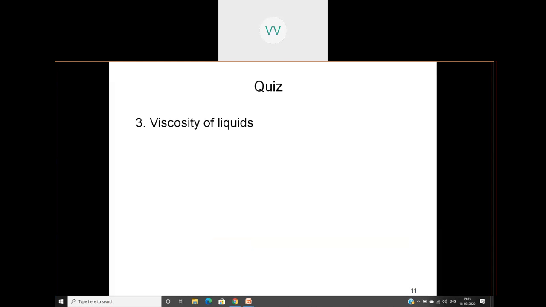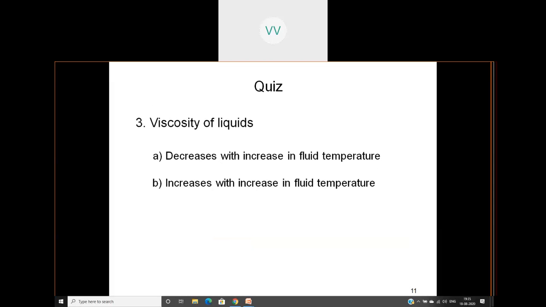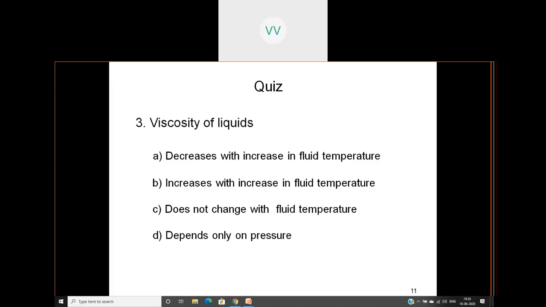Right. Next, viscosity of the liquids. This property is associated with the shear stress. Decreases with increase in the fluid temperature. Increases with increase in the fluid temperature. Does not change with the fluid temperature. Depends only on the pressure. So the viscosity, as I told you, depends upon the thickness of the liquids. So oil is thick, lubricant oils are more viscous, compared to the honey and other things, petrol, all these things, you will be seeing the different liquids.